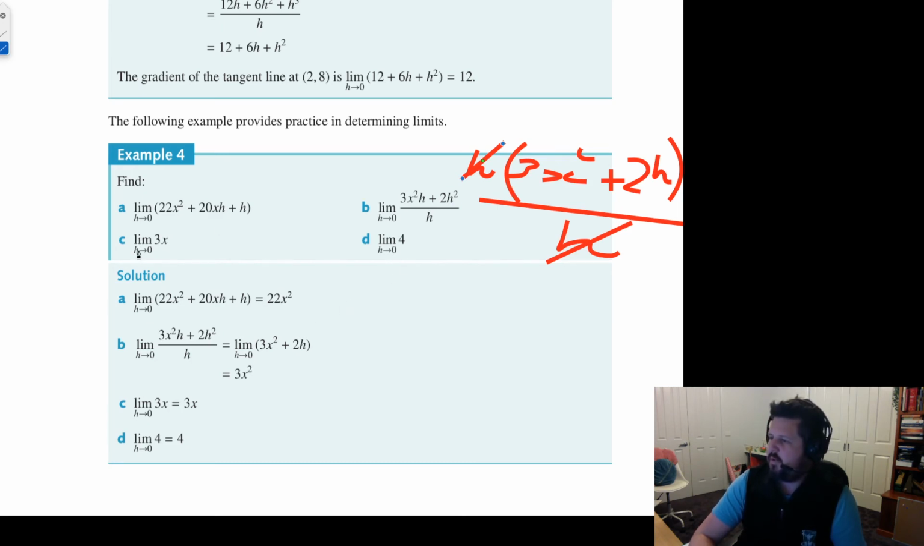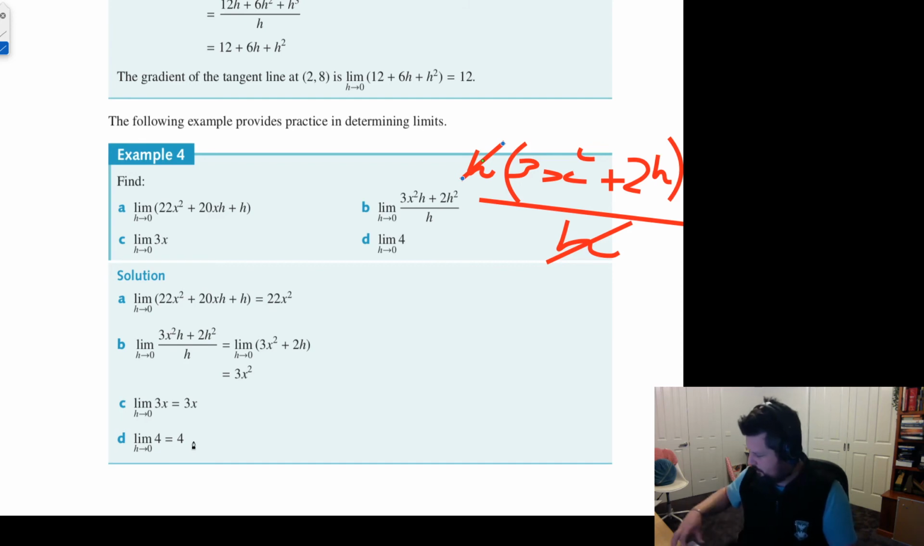This one here, oh, this is good. It says evaluate the limit as h approaches 0 for 3x. There's no h in here. So ultimately you're just going to be left with the 3x. Same sort of difference here where you have just this whole number, limit as h approaches 0 of 4. Again, there's no h to put in a 0 there, you're just left with that 4.